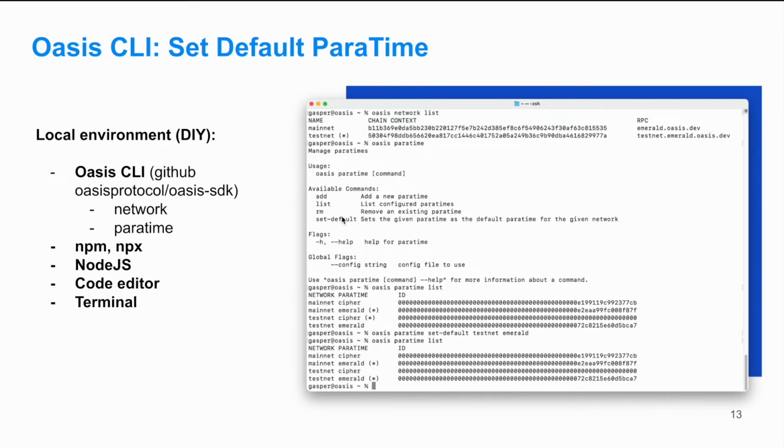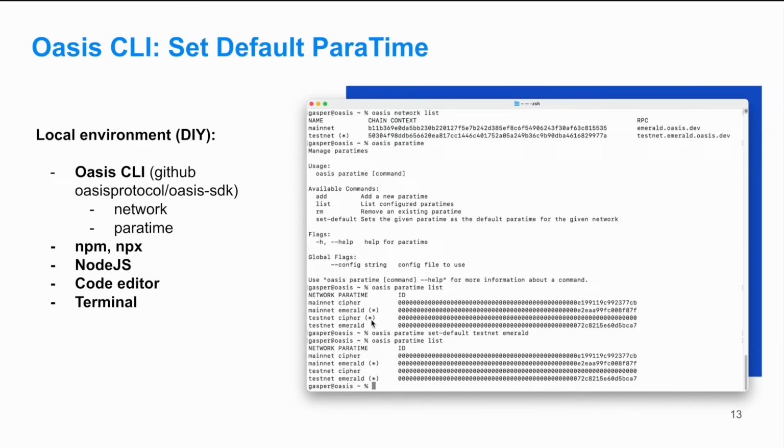But what I want to do is set the default ParaTime used in my local environment. So if I list, for example, ParaTimes, I will say oasis paratime list, I will see all my ParaTimes. I have Cipher, I have Emerald, I have testnet, I have mainnet, right? And I can see which networks or which ParaTimes are selected. For mainnet, there's Emerald. For testnet, there was Cipher, right?